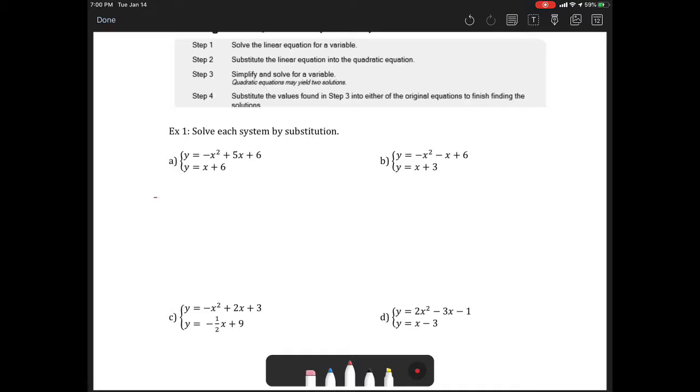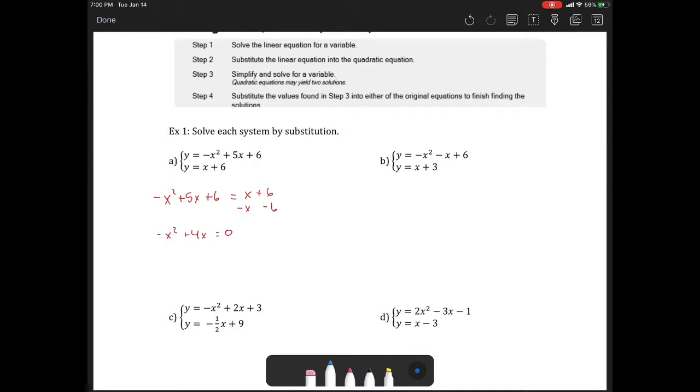So I've got negative x squared plus 5x plus 6 equals x plus 6. So now I'm going to solve for all my x values. So I'm going to move my x over here and my 6 to get them both onto one side. That's going to end up with negative x squared plus 4x equals 0, because my 6's will cancel.